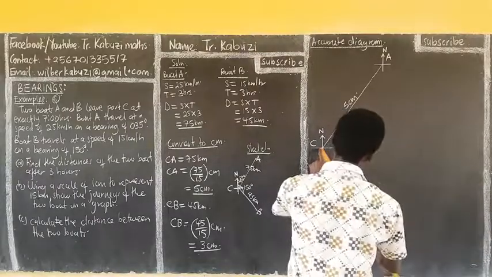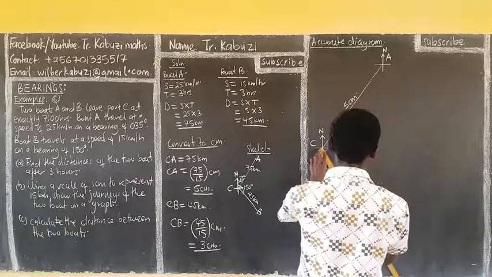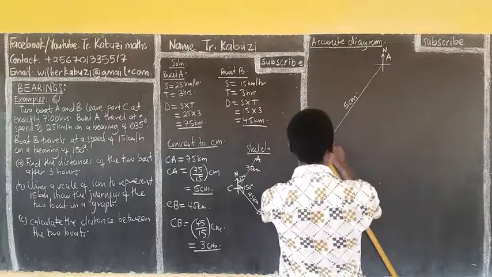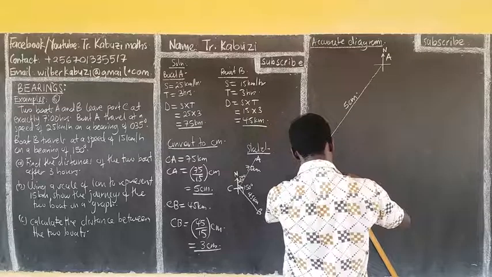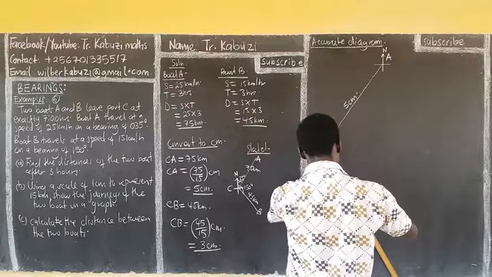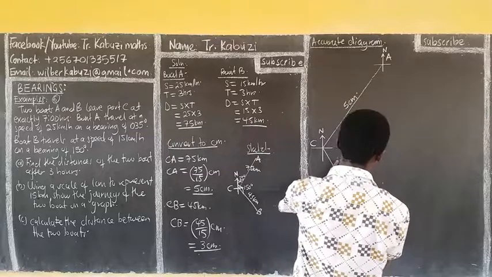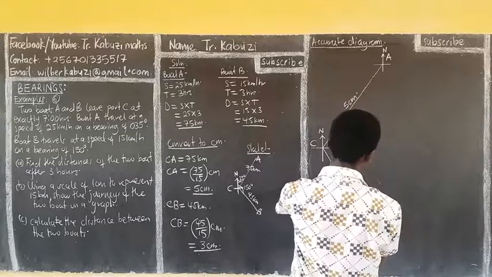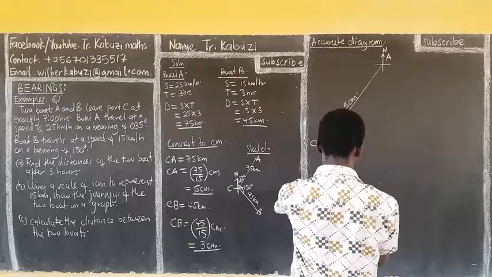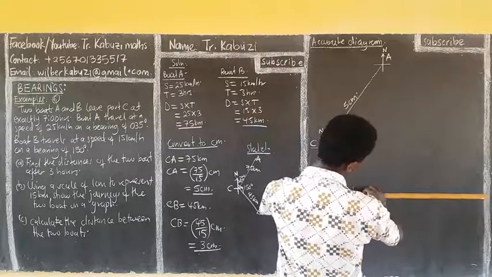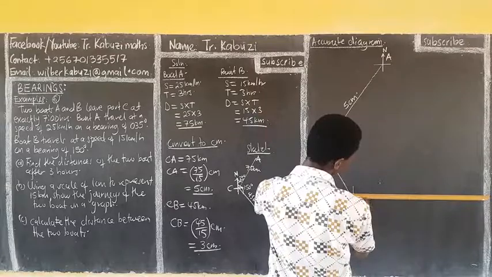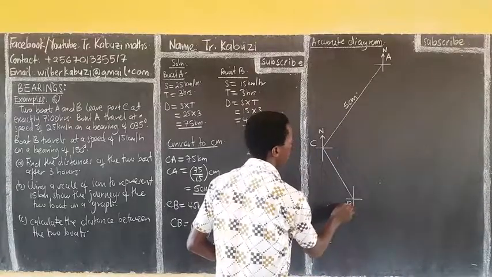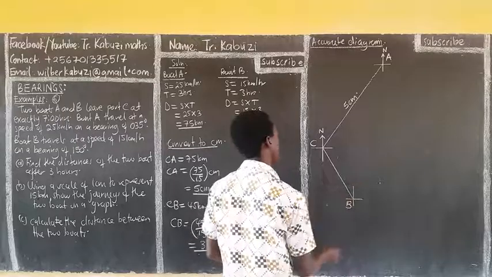You measure off your 3. Mine is going to be here. Then you join, but you pass through where that angle is. My 3 centimeters are ending there. Then from there, I draw a compass immediately. So this is going to be where my boat B will be. And this is the north.